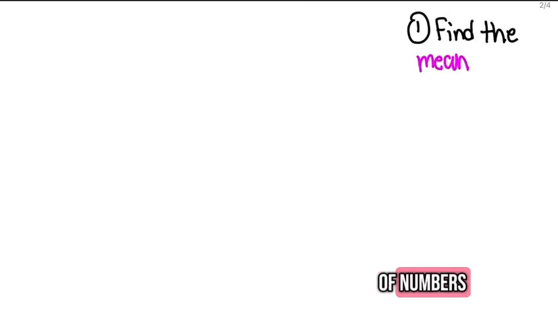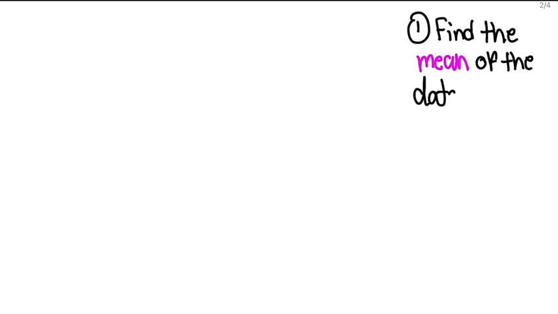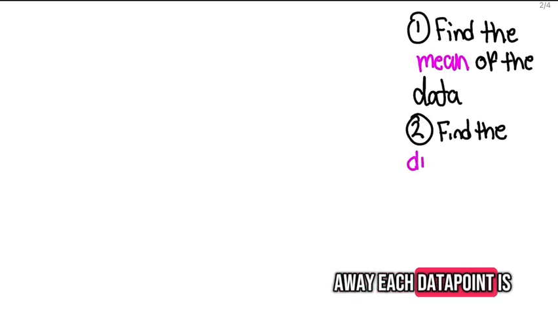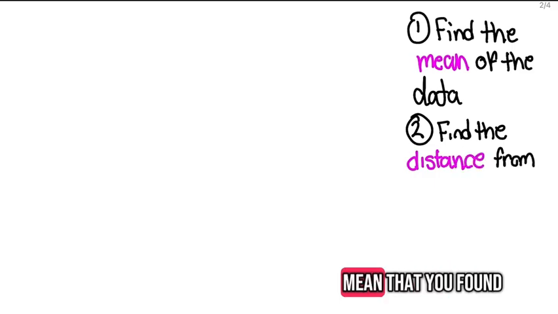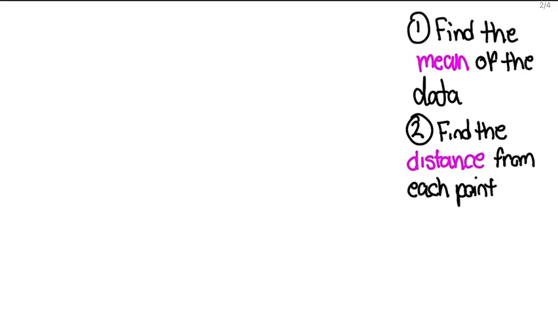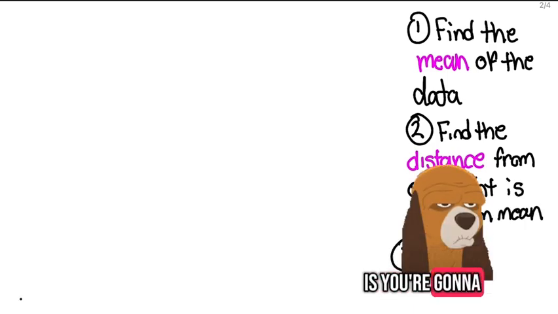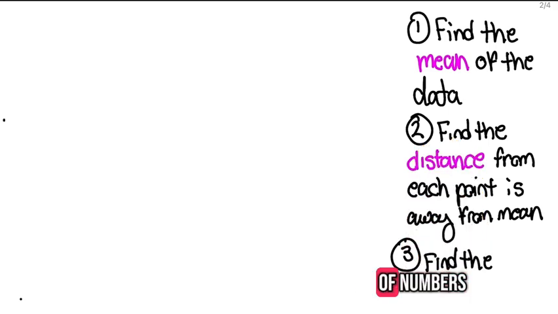And here they are. The steps will be on the right-hand side. First step is you need to find the mean of a set of numbers. The second thing you're going to do is see how far away each data point is from the mean that you found. And then the third thing, this is why I call it kind of the mean of the mean, you're going to find the average of that set of numbers.